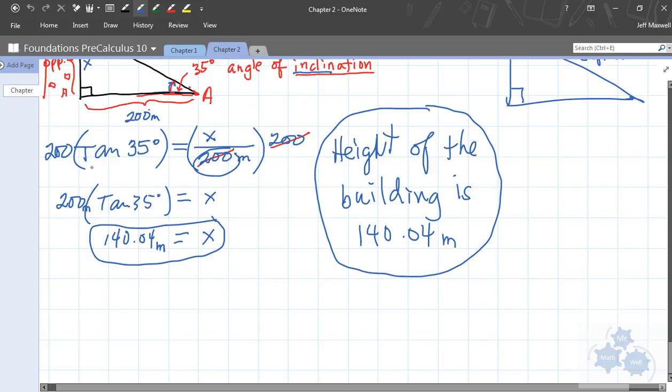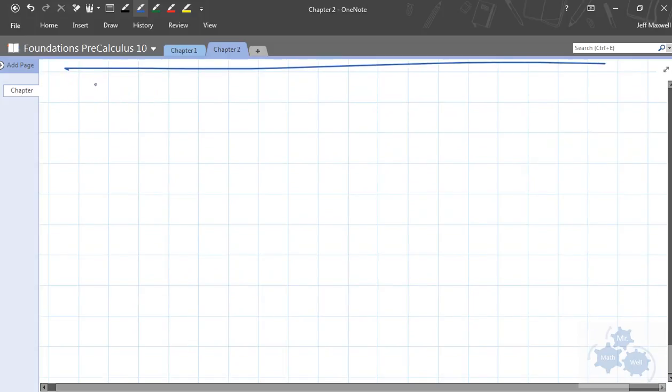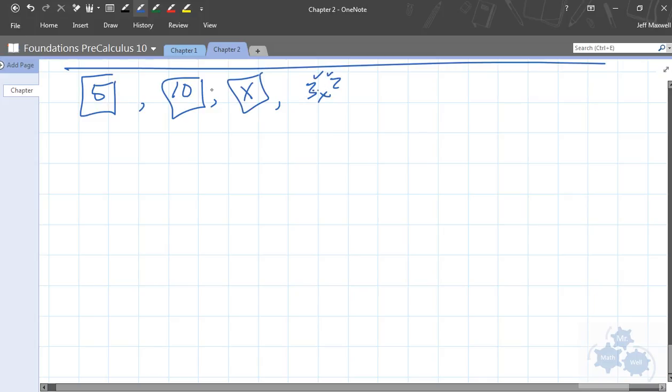Okay, the question was, what does tan equal? I'm glad you asked that, because tan by itself means nothing. So let me talk about this for a second. We have numbers like 5, 10, we have variables like x, 3x squared. We understand this to be a separate value, and this is a value, this is a value, but it's 3 times x times x. Now, each of these pieces are separate.